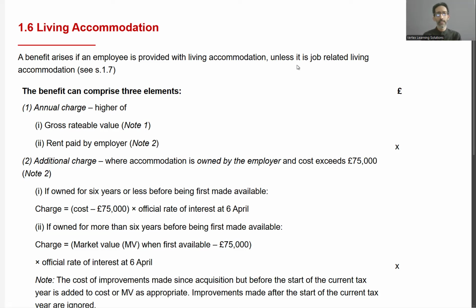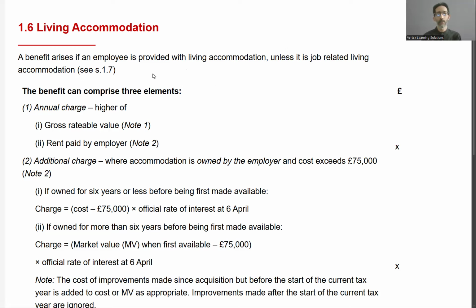A benefit arises if an employee is provided with living accommodation, unless it is job related living accommodation. Another important detail is that job related accommodation does not raise a taxable benefit. You are provided with an accommodation that is necessary for doing the duties of your work. Without it, you cannot perform. So this benefit is not for job related.